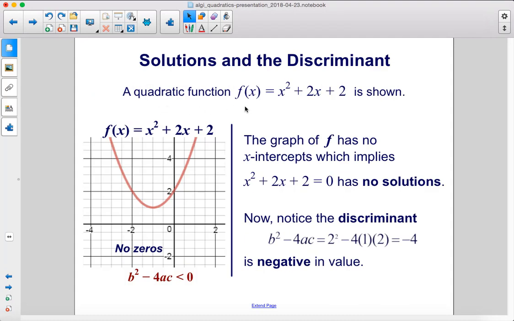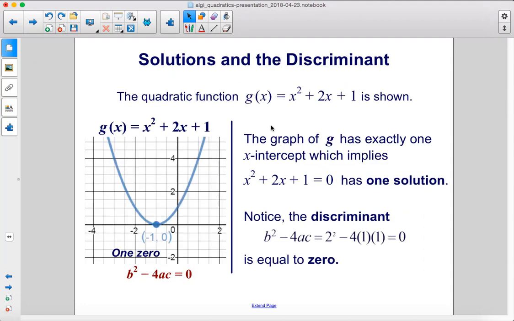A quadratic function f of x equals x squared plus 2x plus 2 is shown. The graph of f has no x-intercepts, which implies that the equation has no solutions. Now notice the discriminant. If we plug in these values into b squared minus 4ac, we get negative 4. So the discriminant here is negative 4, which implies that there are no solutions, and we can see in the graph that there are no zeros.